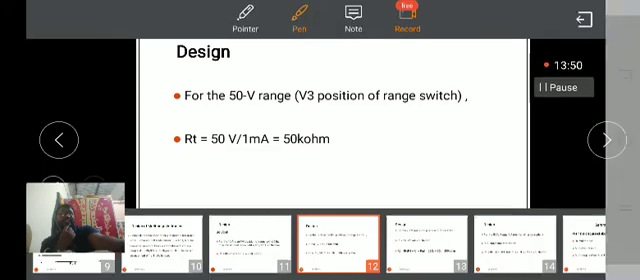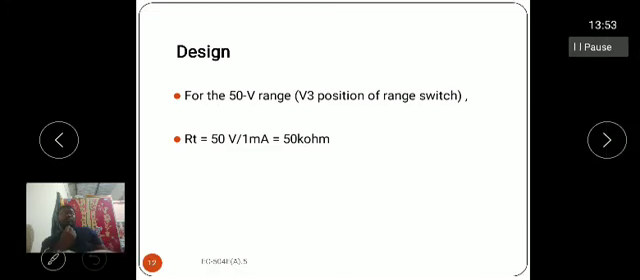The second step is for the 50 volts range, V3 position of the switch. Now I am connected to V3. Then RT is equal to 50 volts divided by 1 milliamp, so the total resistance is 50 kilo ohms. Then finding R3: R3 is equal to RT minus the two resistors R4 and Rm, which is 10 kilo ohms. Finally we get 40 kilo ohms for R3.